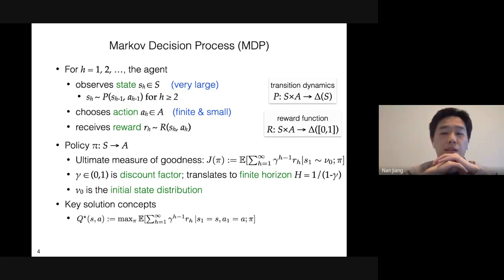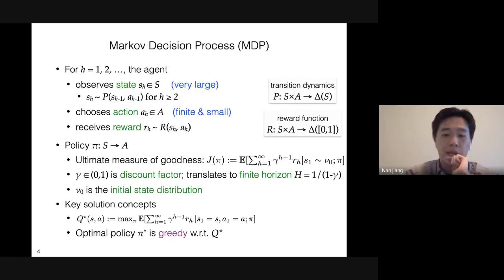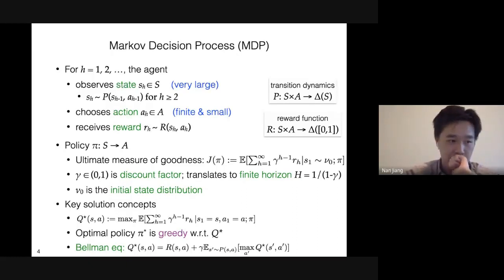And just to quickly review concepts that should be familiar to everybody, we have this Q star value, which is the optimal value you can obtain if you start from a particular (s, a) and follow the optimal policy afterwards. The optimal policy pi star is greedy with respect to Q star, and Q star satisfies this well-known Bellman equation. Okay. I assume this is all familiar for the audience, and I'm just quickly refreshing it.